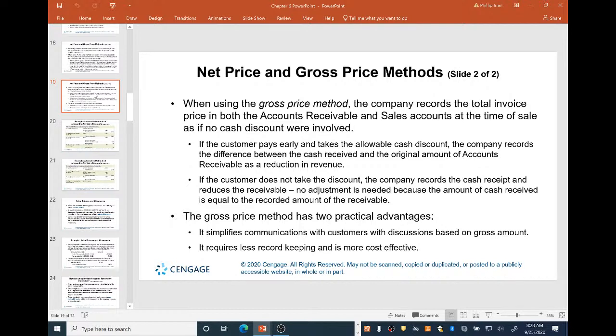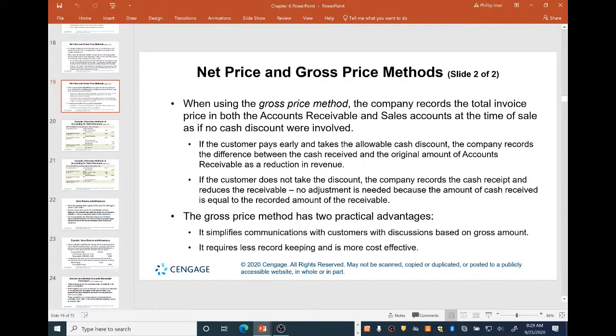The opposite, or the flip side of that coin: if we use the gross price method, we're recording it at the gross amount, and then if they take the allowable discount, the company records the difference between the cash received and the original amount of accounts receivable as a reduction of revenue. So if we use the net price method, and then they end up taking the discount, then it's fine. We just reverse it as is.